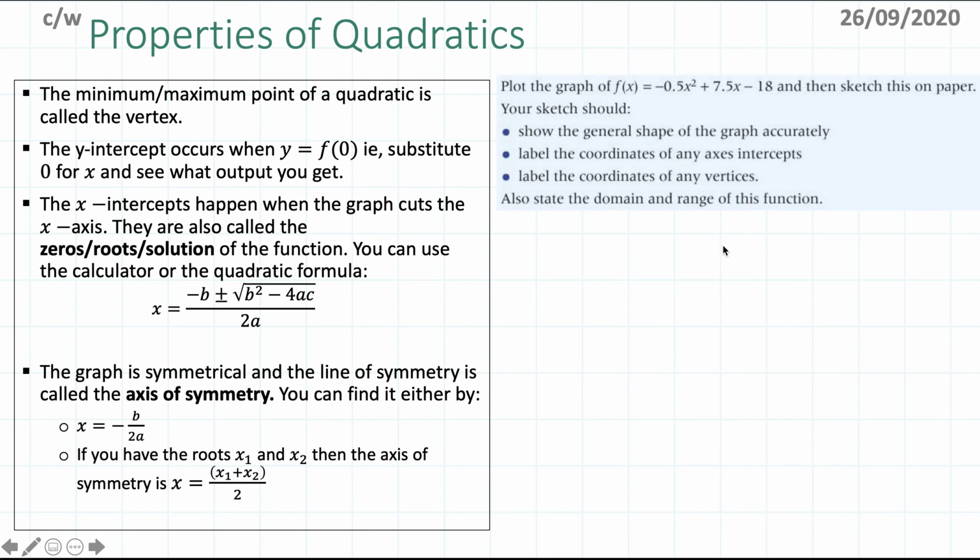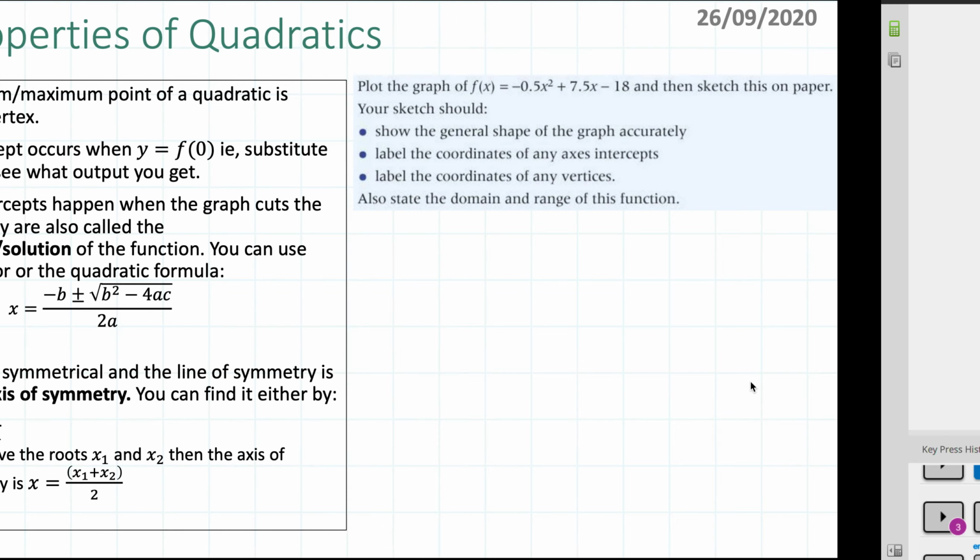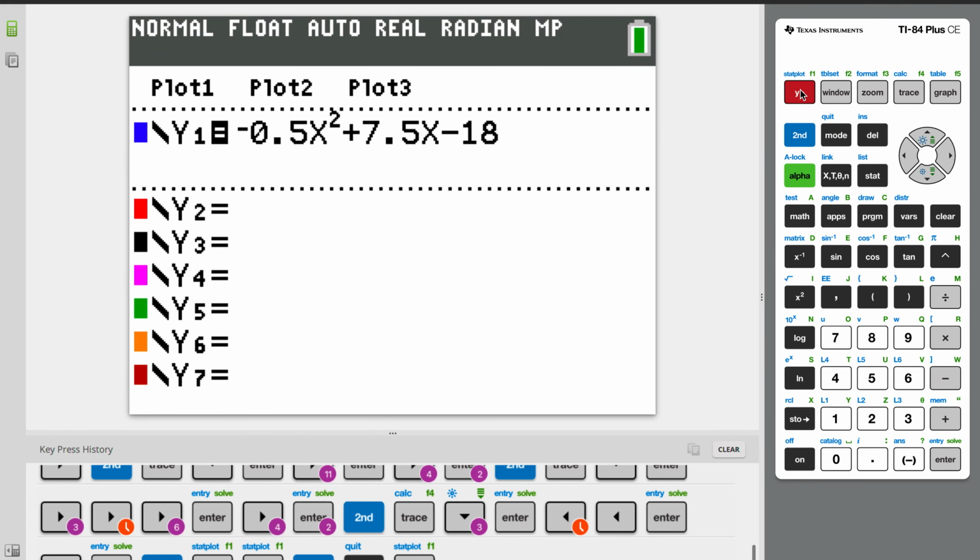If we have this example, we need to plot this graph and we need to show the main properties. And the properties you need to show are basically these that I'm mentioning on the left-hand side. So we're going to use the GDC first to graph it. I'm going to go to y equals, and as you can see, I have it written here.